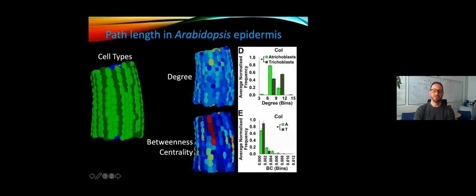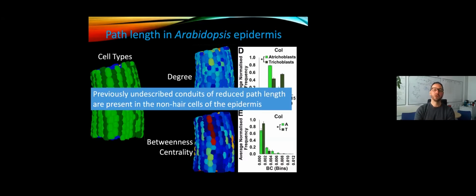But then when we look at betweenness centrality, which is looking at the number of shortest paths that the cells are lying on, the atrichoblasts, which have fewer neighbors, are actually lying upon more shorter paths than the trichoblasts. So what this means is, despite having fewer neighbors, the atrichoblasts are actually faster ways of going from point A to point B than the cells that have more neighbors. So this is a bit of a counterintuitive result. This represents previously undescribed conduits of reduced path length within the non-hair cells. The reason they're conduits of reduced path length is because they lie upon more shorter paths than the hair cells.